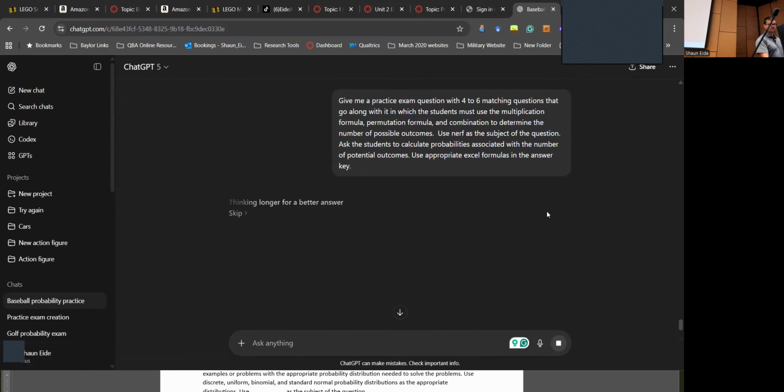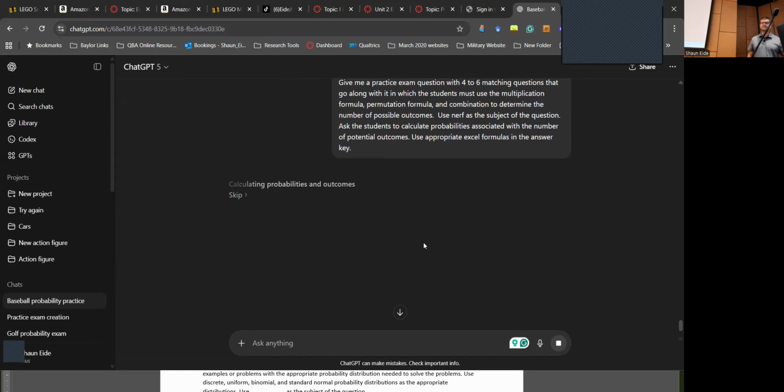And notice what I did here is I said, use the appropriate Excel formulas in the answer key. So right here, I'm using the multiplication formula, permutation formula, and combination formula to determine the number of possible outcomes, using Nerf as a subject. Frankly, not the easiest question to answer, but hopefully it will do something sooner rather than later.